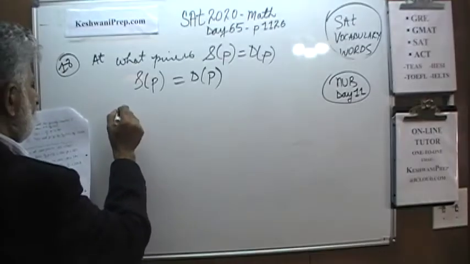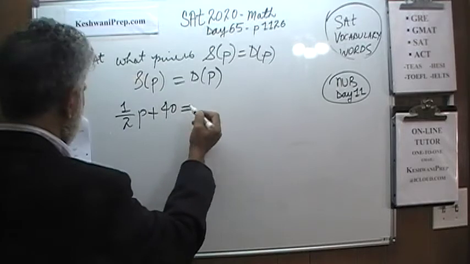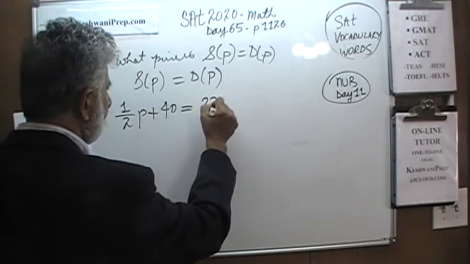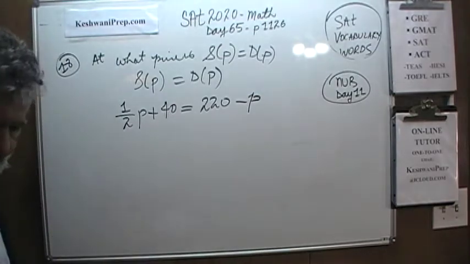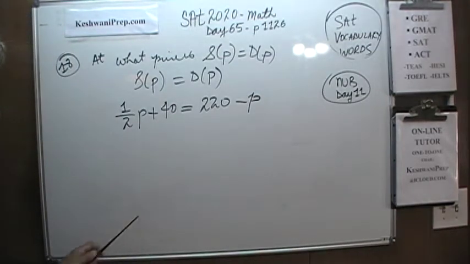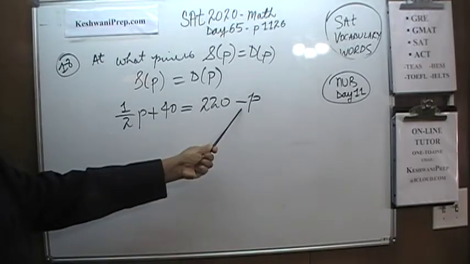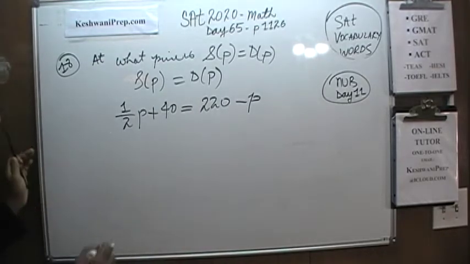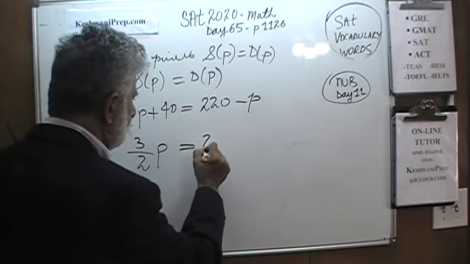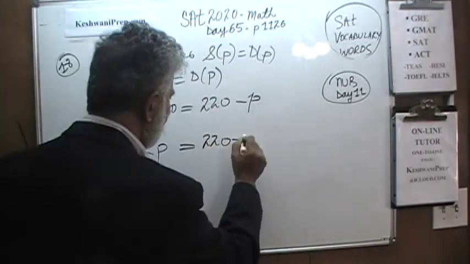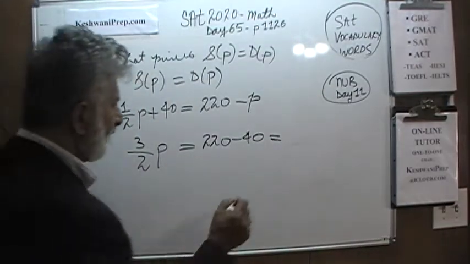Supply function we know is half P plus 40, and that has to equal the demand function, which is 220 minus P. There we go. We just have to solve for price. Bring this P here, it will become positive P. Positive 1P plus a half a P will become 3 halves P. 220, and bring the 40 to this side. 220 minus 40 would have been 180.